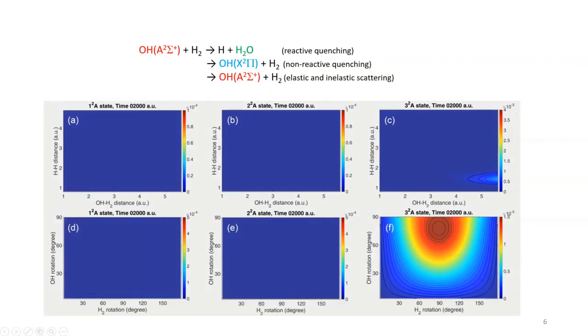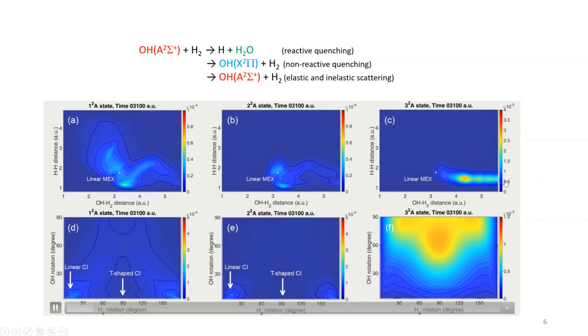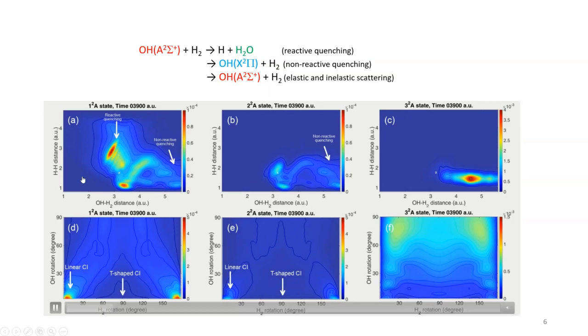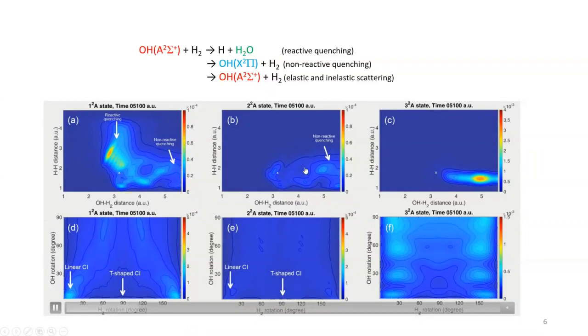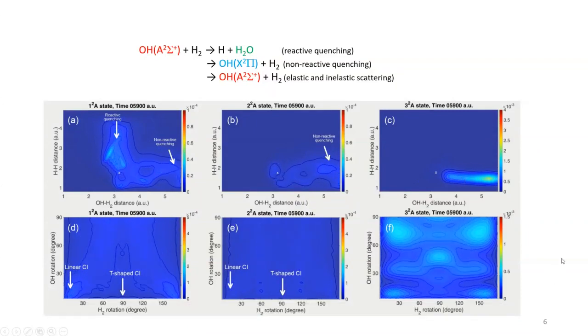Initially, the wave function is on the 3²A surface, as shown in the 2 rightmost panels. Especially in panel C, we can see the initial wave packet enters from the bottom right corner, and when it reaches the linear CI, wave functions start to appear on the 2 lower surfaces after non-adiabatic transitions. On the 1²A surface, the wave function goes to both the reactive and the non-reactive quenching channels. On the 2²A surface, the wave function only goes to the non-reactive quenching channel. There are also wave functions reflected by the van der Waals well back into the entrance channel.